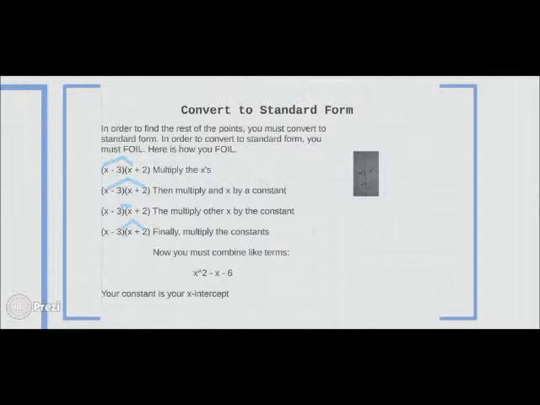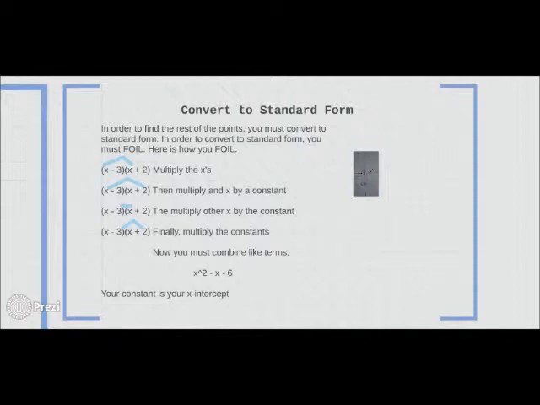First, you must multiply the x's. So x times x equals x squared. Then you must multiply an x by a constant. So x times 2 equals 2x. Then you must multiply the other x by the constant, which is negative 3 times x equals negative 3x.